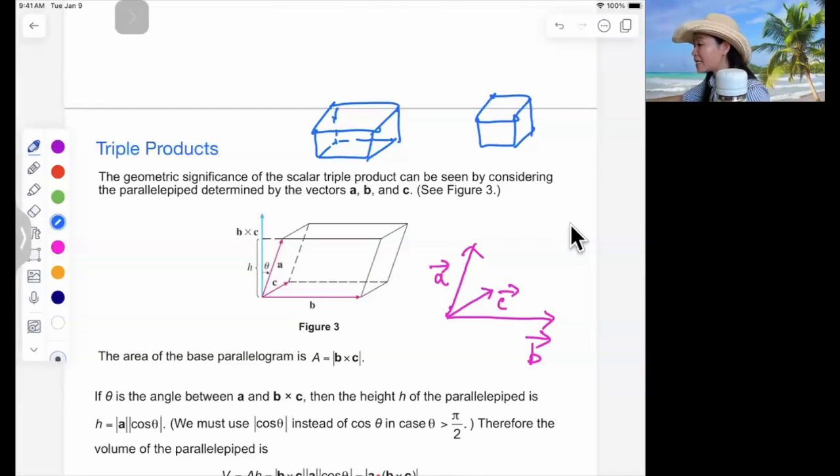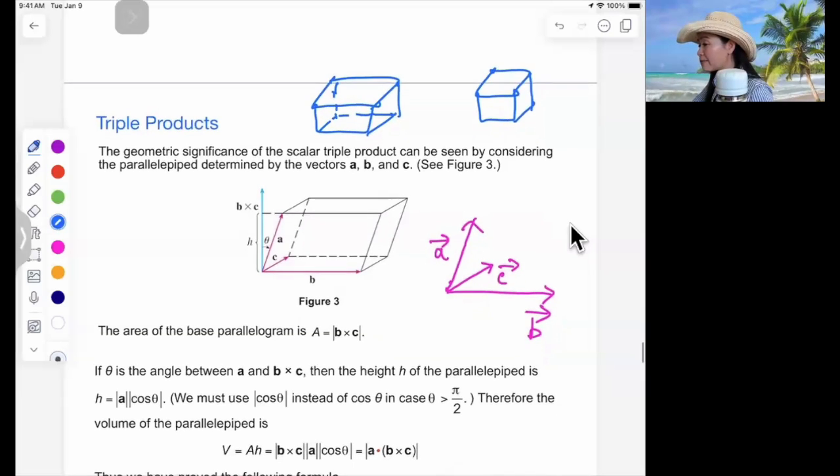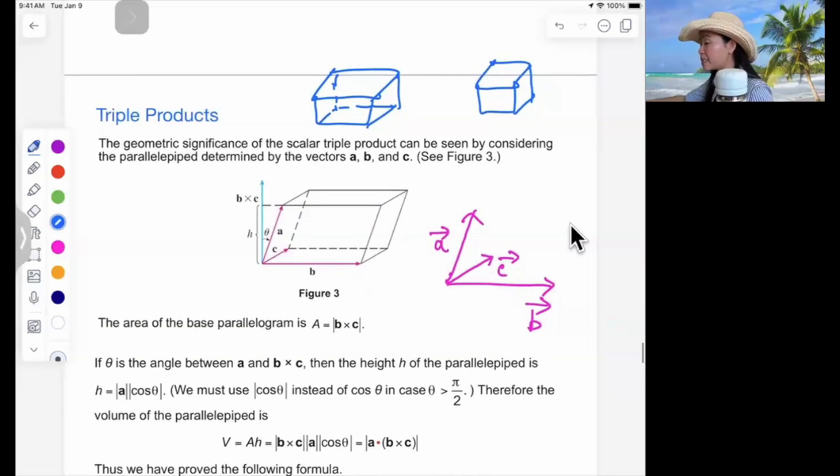Rectangular. Okay. Now let's think about what will be the base. What will be the area of the base? The area of the base, which I'm talking about is this. Do you guys remember how you find the area of a parallelogram? So what's the area of this parallelogram?